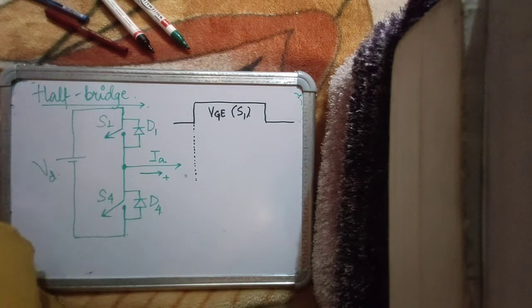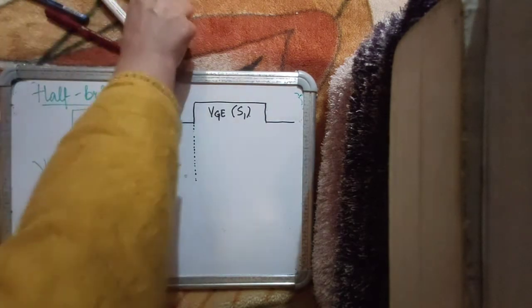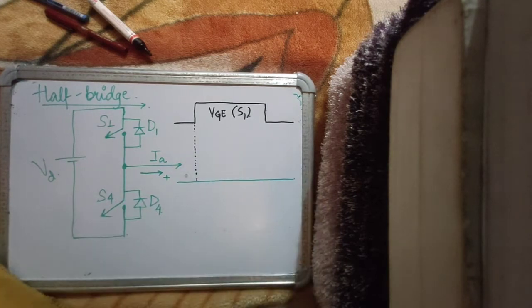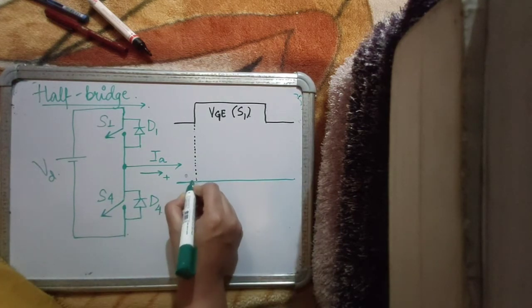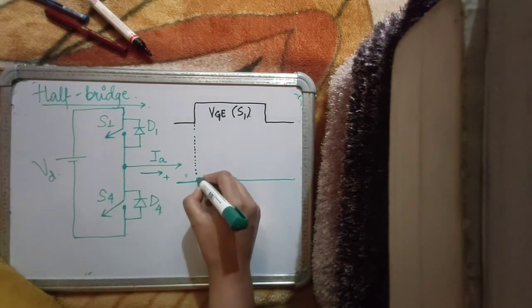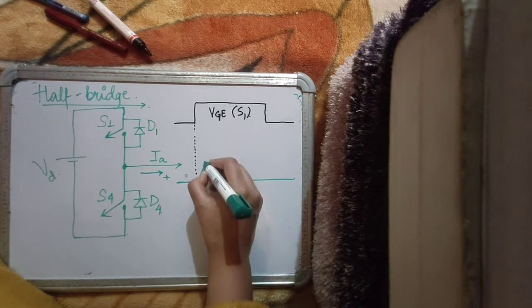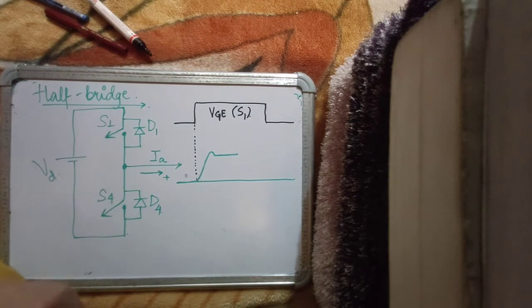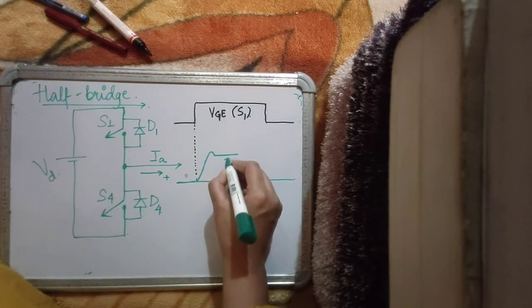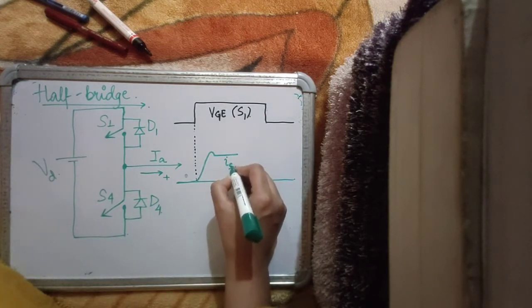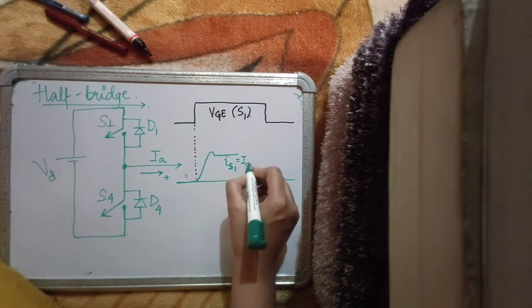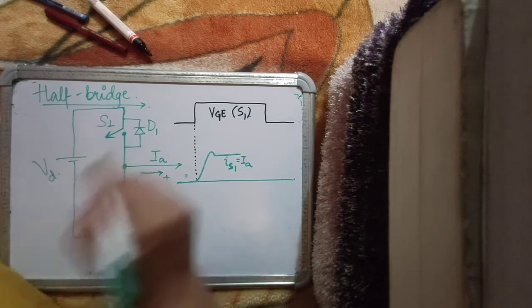Now what basically happens is that when I give a pulse to S1, the current through S1 starts rising. Of course, it has a small C dV by dt kick, right? So this is the current, say IS1, and in steady state, it takes up the whole load current IA. Okay, this is about turn on.